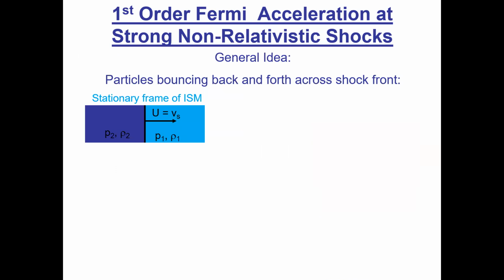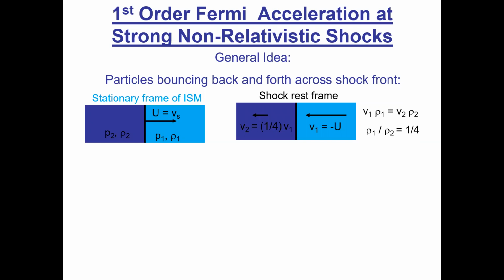So let's talk about this first order Fermi acceleration mechanism at a strong non-relativistic shock. The situation is illustrated there. You have some fast flow moving through some stationary medium that we call the ISM, interstellar medium. We can look at the same situation also from the frame of the shock wave that's going through. The shock wave then sees the ISM coming towards it with negative the speed of the shock wave. And the material isn't just stopped; material comes in and flows out in the other direction.